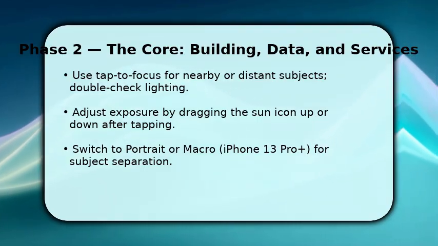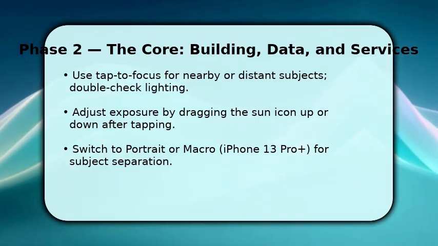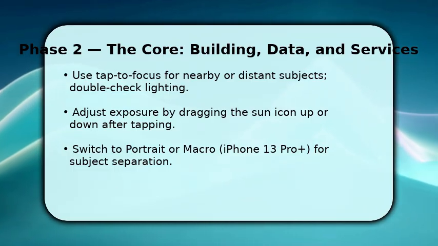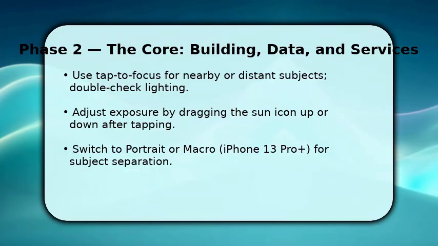After a tap, drag the sun icon to brighten or darken. This lets you balance highlights and shadows. For close-ups, switch to macro or portrait to create background blur. Make sure the subject fills the frame for accurate focus.